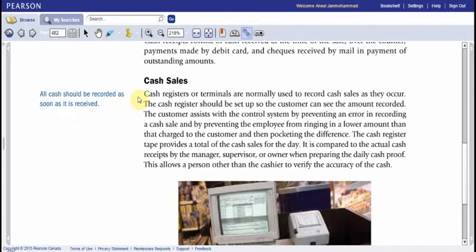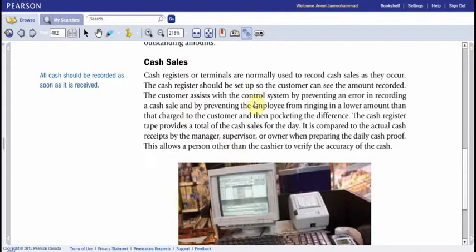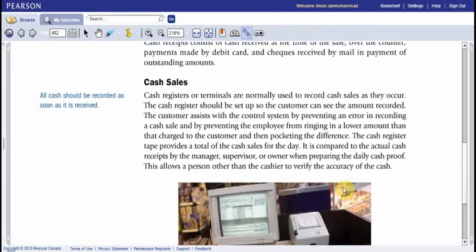Okay, so cash registers. These are the things that are usually used to record cash sales as they occur, as they happen. And cash registers give receipts. Normally, let's see here, the book talks about, so you'll have different number of receipts for different people. Let's see, I'm pretty sure it should be on the next page here. Actually, before we go to the next page, this part is important right here.